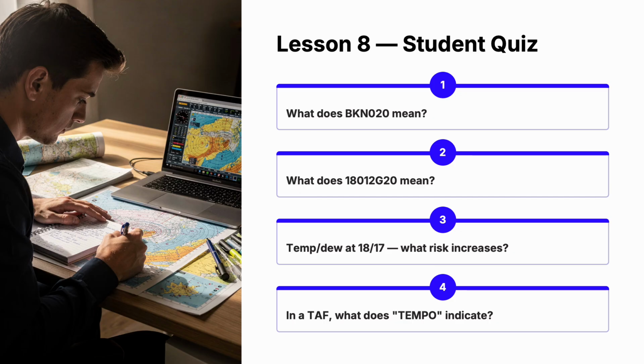Let's test your decoding skills with 4 quick questions. 1. What does BKN 020 mean? 2. What does 18012G20 mean? 3. With a temperature and dew point reading of 18/17, what risk increases? And 4. In a TAF, what does TEMPO indicate? Take a minute to work through each of these using the patterns we just covered. If you can answer all 4 without looking back at the slides, you've got a solid handle on METAR and TAF decoding.